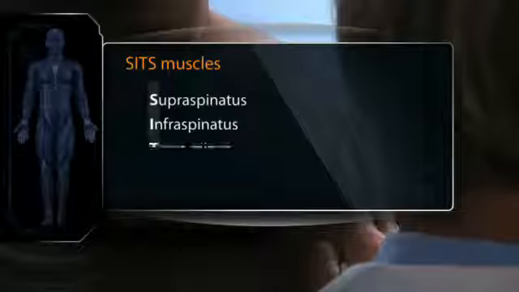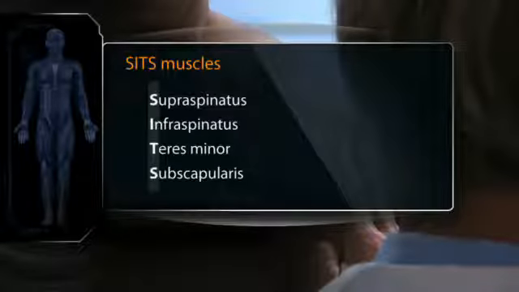Also, lift the humerus posteriorly so you can palpate over the subacromial bursa and subdeltoid bursa and the underlying palpable SITS muscles, which include the supraspinatus, infraspinatus, teres minor, and subscapularis.